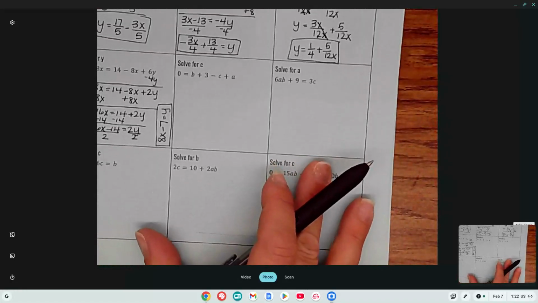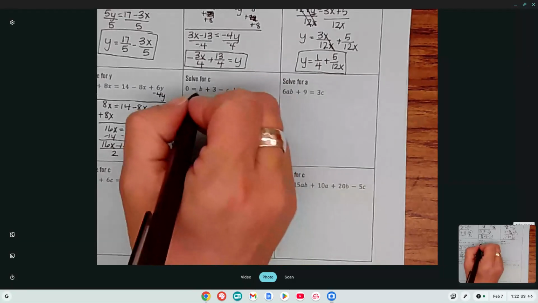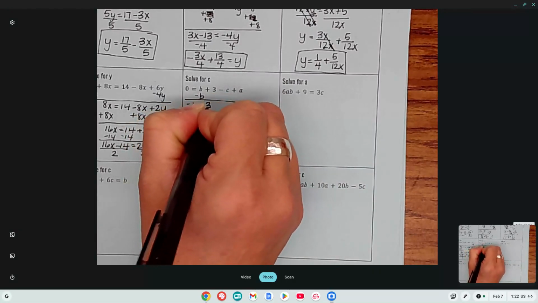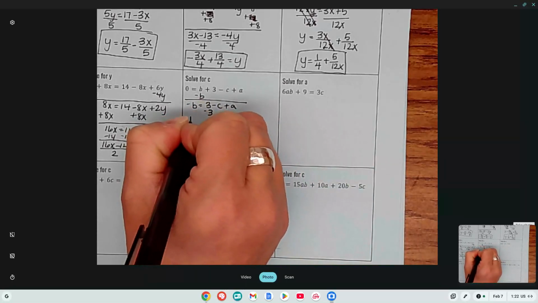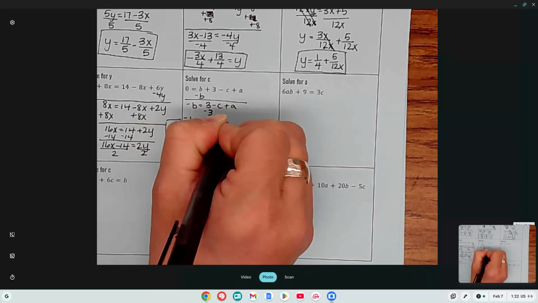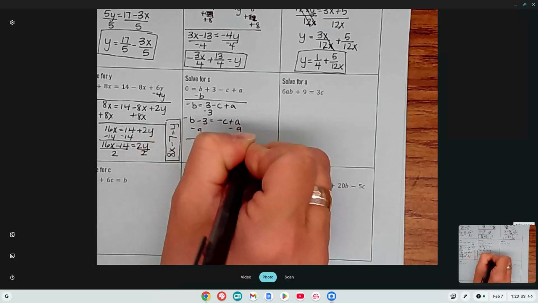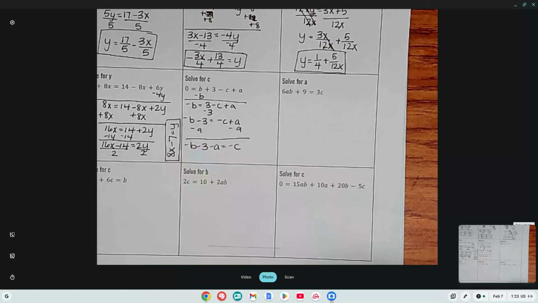Solving for C. It looks like we just have to move a bunch of stuff away from the C, don't we? If we start by moving the B, now we have negative B equals 3 minus C plus A. I can subtract the 3, so negative B minus 3 equals negative C plus A. I can subtract the A. Negative B minus 3 minus A equals negative C.